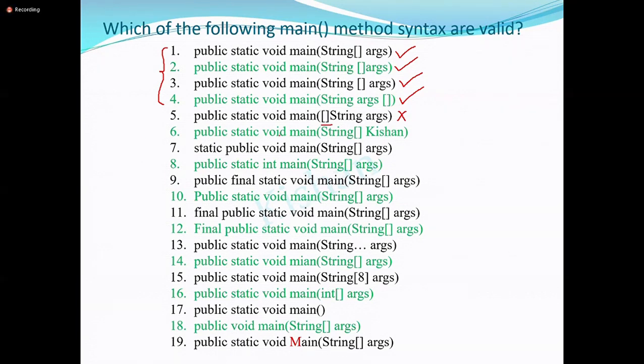What about the sixth syntax? Is it valid or invalid? Actually, yesterday we have already seen that. Yes, it is 100% valid. Guys, it's just an identifier name. So in the place of args, you can write anything, buddy. No problem. Right. So what about the seventh syntax? Static public void main String array args. Is it valid or invalid?